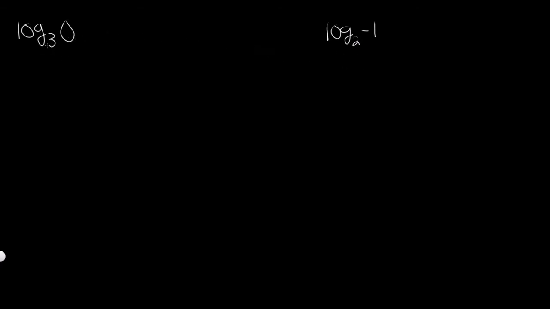So for our next few problems, we have log base 3 of 0 and log base 2 of -1. We're going to start out with log base 3 of 0 first. The way we're going to do this is just like any other time. We're going to set this equal to x and write it in exponential form. So 3 to the x power is equal to 0. What number can we raise 3 to, to equal 0? Well, it just so happens that there is no number you can raise 3 to get 0. So this is undefined.